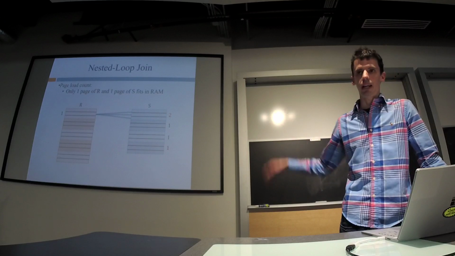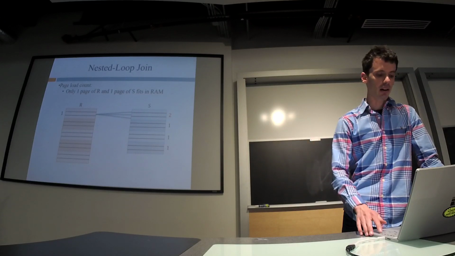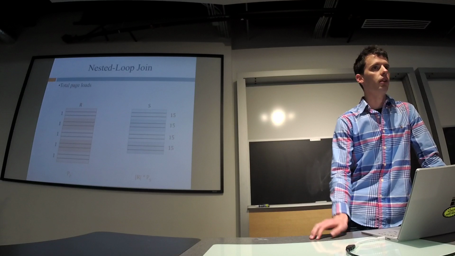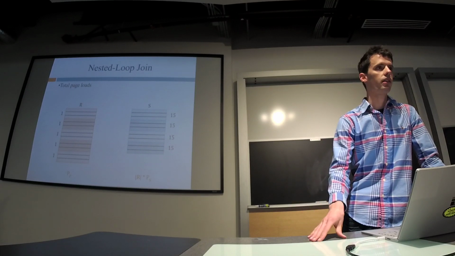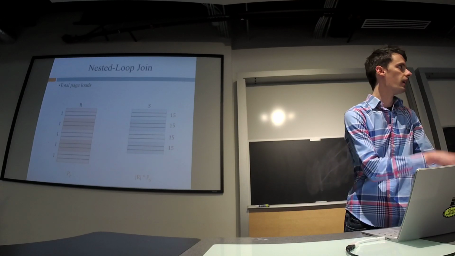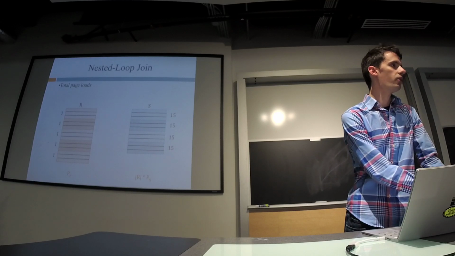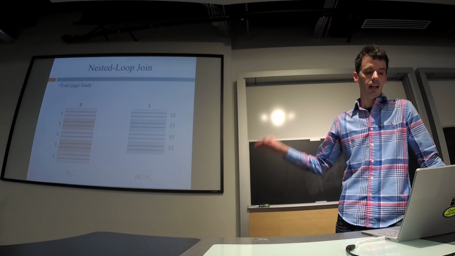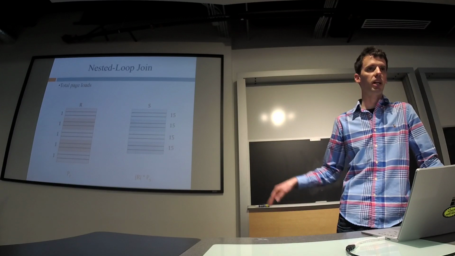And the same thing is going to happen for the rest of this pattern. We're essentially going to load every page of S once per row in R. So 15 rows in R means I load every single one of those S pages 15 times.